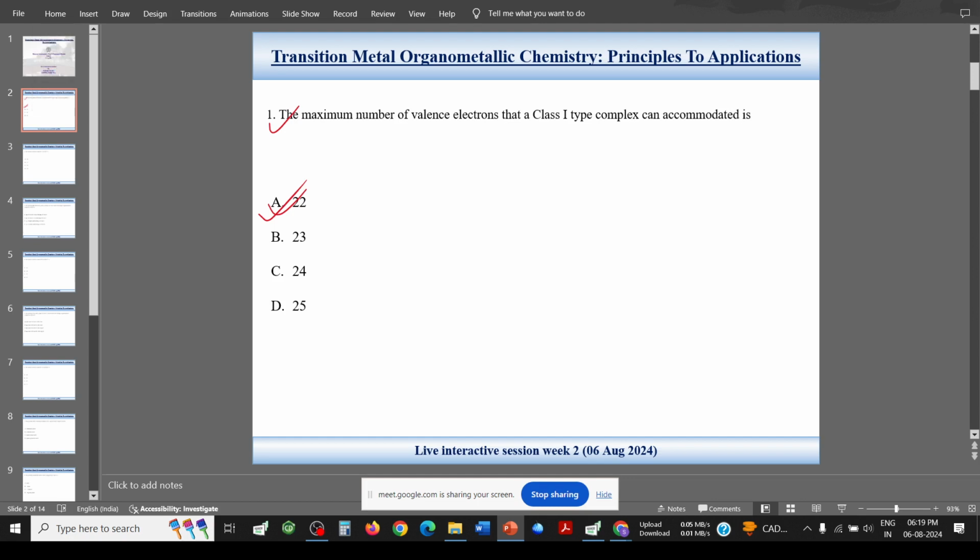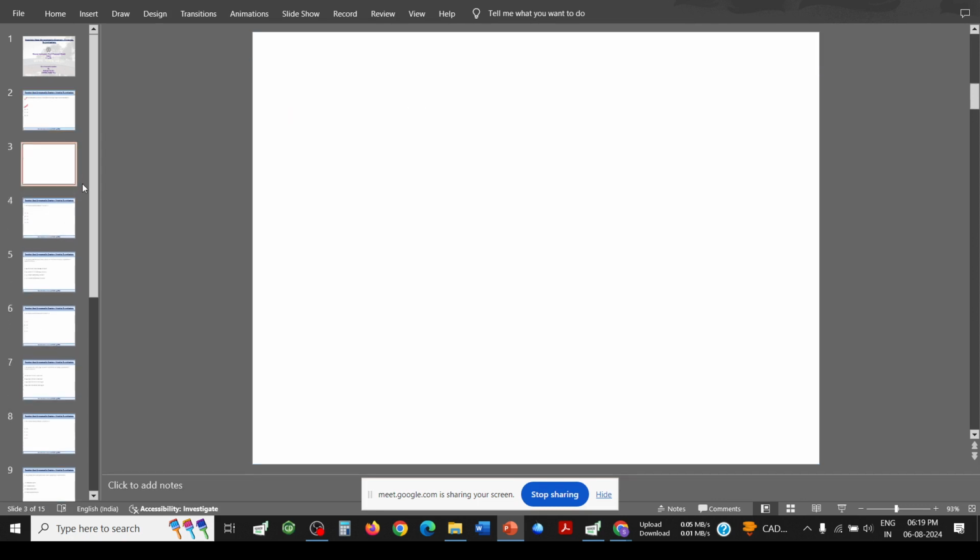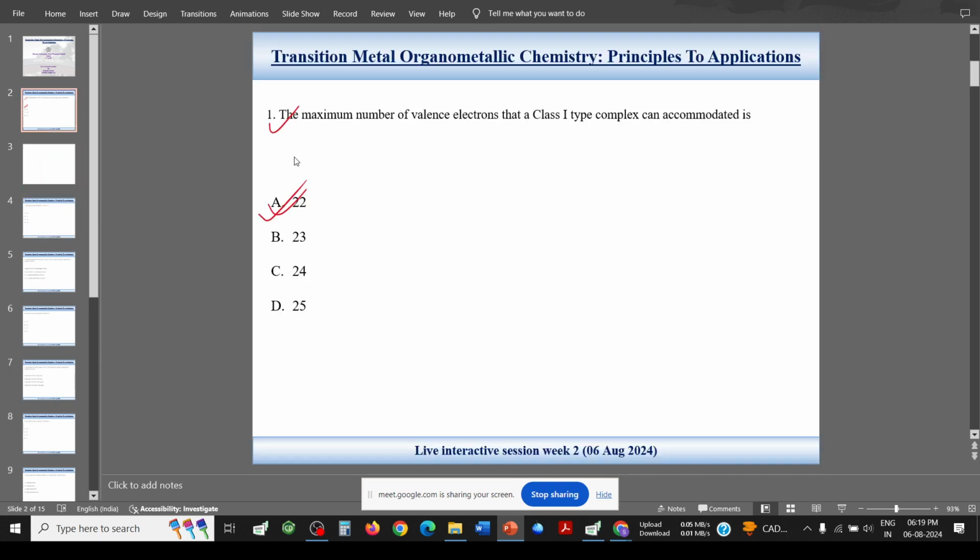To understand this, we need to consider our molecular orbital energy diagram. I will draw it very quickly and show how this is discussed. Any other question regarding this class 1 type compound? How is it going to 22, sir, or 12?